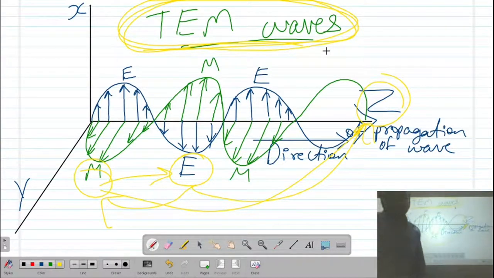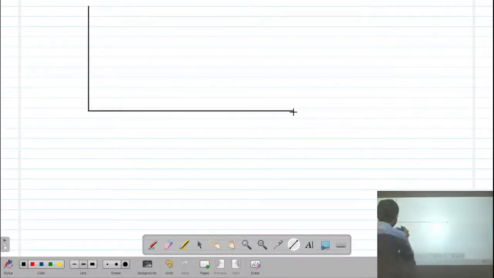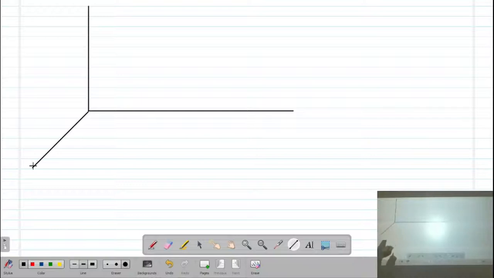Okay, let us start our derivation. We will see the propagation of waves in a rectangular waveguide. First of all, let me draw the waveguide structure. I think we have already drawn it, but it was in theory, so let me draw it again.